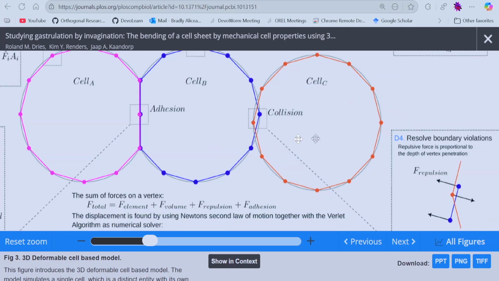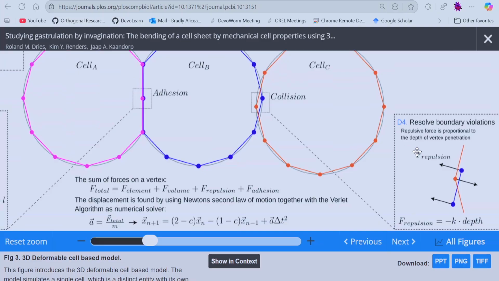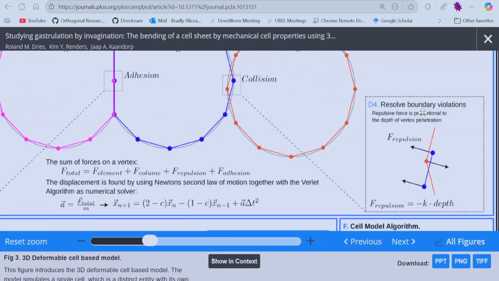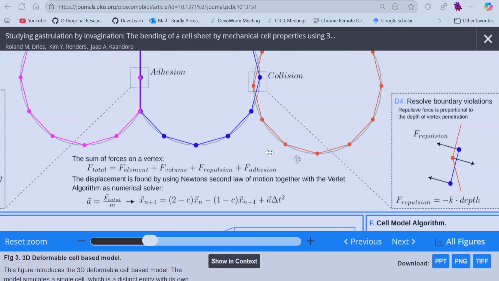And then with cell B and cell C, you see collision. In the simulation, you see a collision where there's no adhesion, where the nodes and edges for cell B and cell C overlap. And so then that's a violation, of course. So they have to have this boundary violation resolution, where repulsive forces are proportional to the depth of vertex penetration. So you have this repulsive force that acts when there's some collision of some depth. That's basically how they manage that in the simulation.